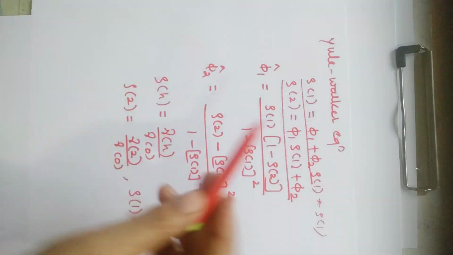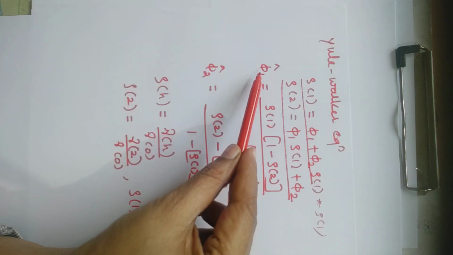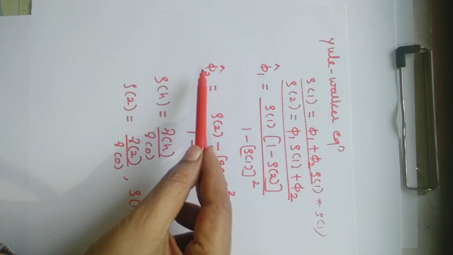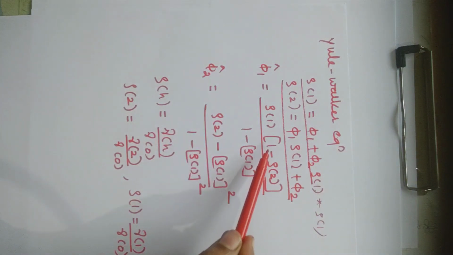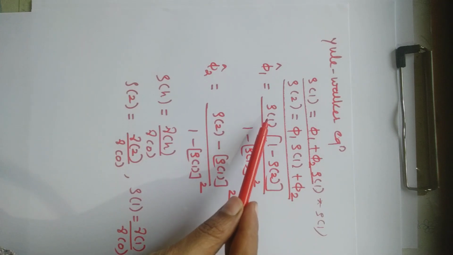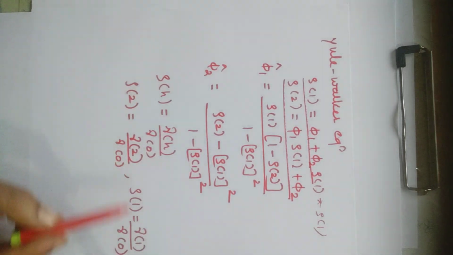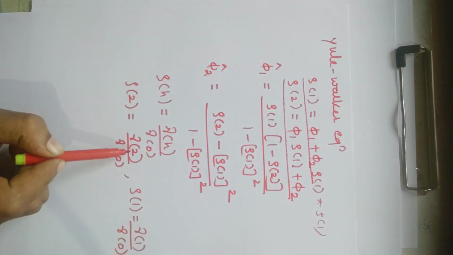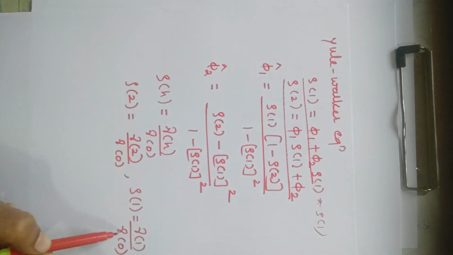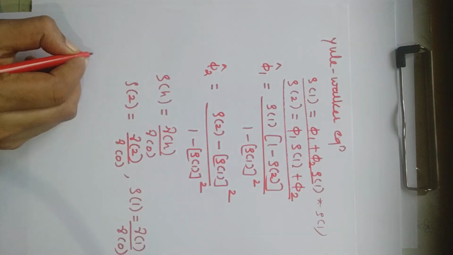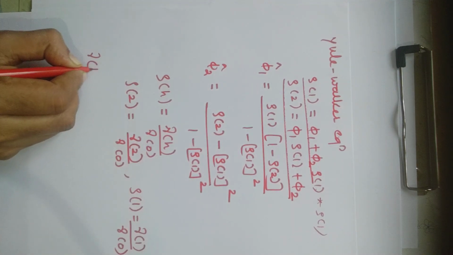So to estimate the parameters of the AR2 model, those are phi 1 cap and phi 2 cap, we need to find the values of the autocorrelation functions, that is rho of 1 and rho of 2. And to find rho of 1 and rho of 2, we need the values of gamma 1 and gamma 2. Gamma 1, gamma 2, and gamma naught are nothing but the autocovariance functions. The formula I have discussed earlier, so I will recall the formula.